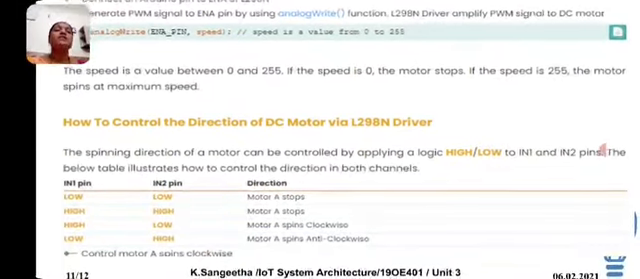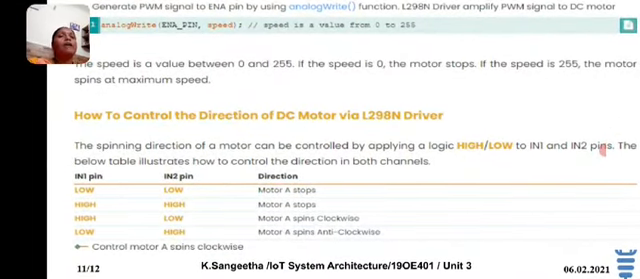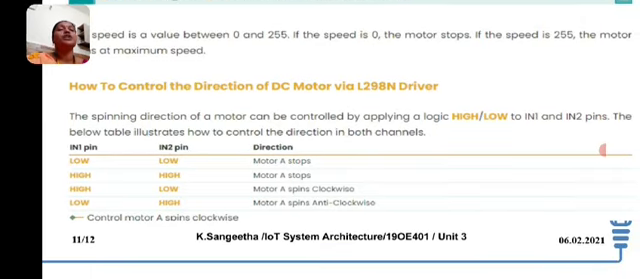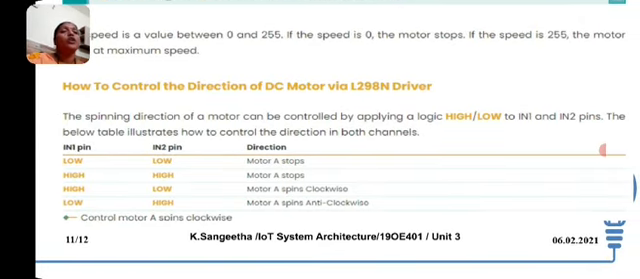Next is how the direction can be controlled via the L298N driver. The spinning direction of a motor can be controlled by applying a logic high or low to the IN1 and IN2 pins. Before that, I have to mention that using the L298N driver, a maximum of 2 motors can be connected.